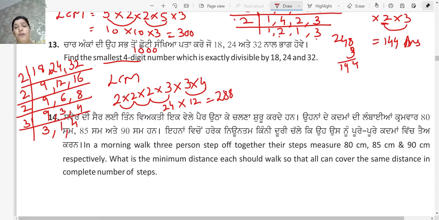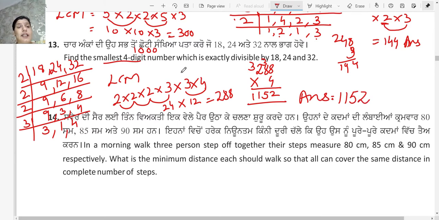So for finding the 4-digit number, we will find the multiples of 288 because जो अब 288 का टेबल होगा वो तीनों नंबर से डिविजिबल है. 288 को 1 से करेंगे तो we get 288. अब किस नंबर से 288 को मल्टीप्लाई करें so that we get the 4-digit number, that is with 4. 4 8s are 32, 4 8s are 32 and 3 is 35 and 4 2s are 8, 9, 10, 11. So beta, your required number, your answer is 1152, and if you check it, 1152 18 पे भी divisible है, 24 पे भी है and 32 पे भी है.